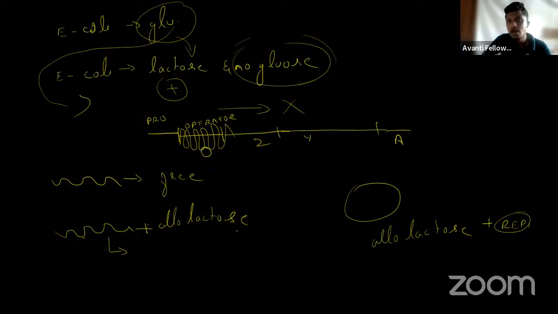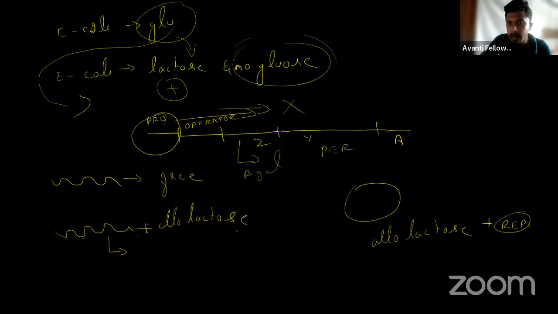Once it binds to the repressor, its structural configuration changes. Once the configuration changes, it can no longer recognize the operator region. Now the operator region becomes free. Once the operator region becomes free, your transcription bubble can move forward. Once it moves forward, at lac Z it will produce beta-gal, and it will produce permease, and it will produce transacetylase. Once these three enzymes are produced, now what will happen?